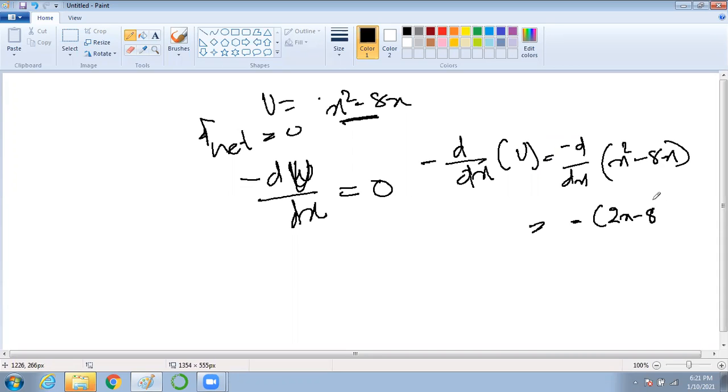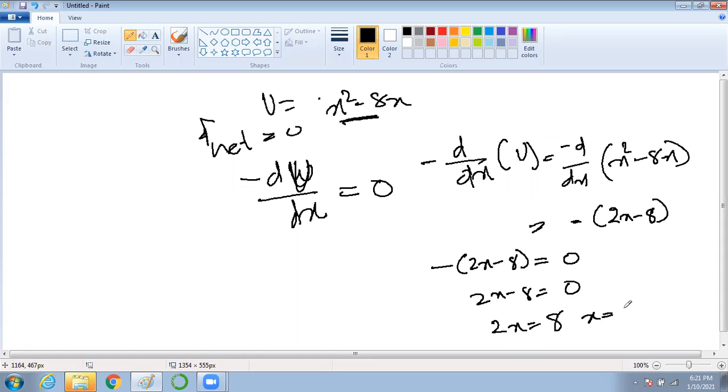2x minus 8. So minus of 2x minus 8 is equal to 0. 2x minus 8 equal to 0, 2x equal to 8. X equal to how much? 4. That means at x equal to 4, equilibrium is achieved. This is the position of equilibrium.